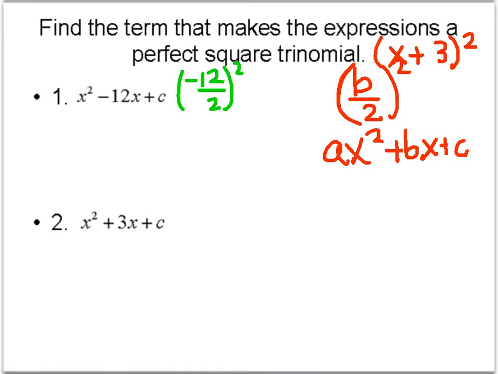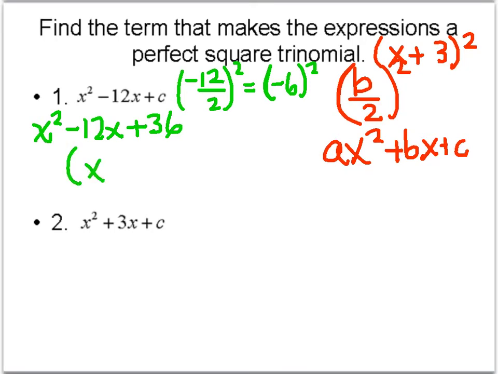Okay, so this negative 12 over 2 is really negative 6 to the power of 2, which is 36. So then our trinomial would look like x squared minus 12x plus 36. If I wanted to write it in the factored form, it would be x minus 6 squared.